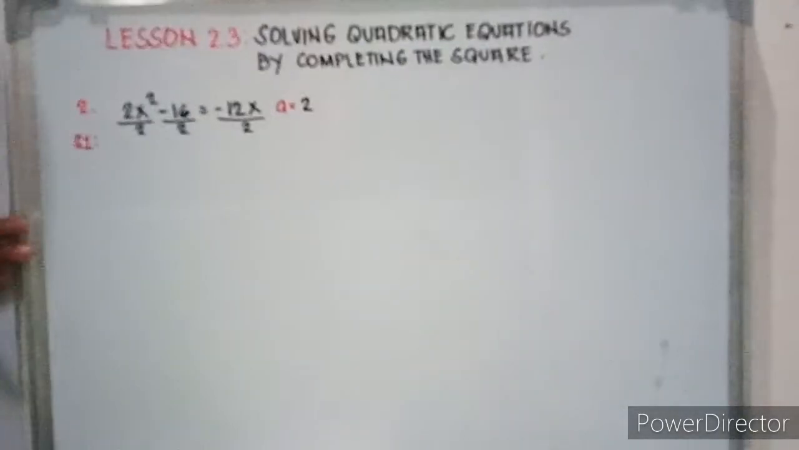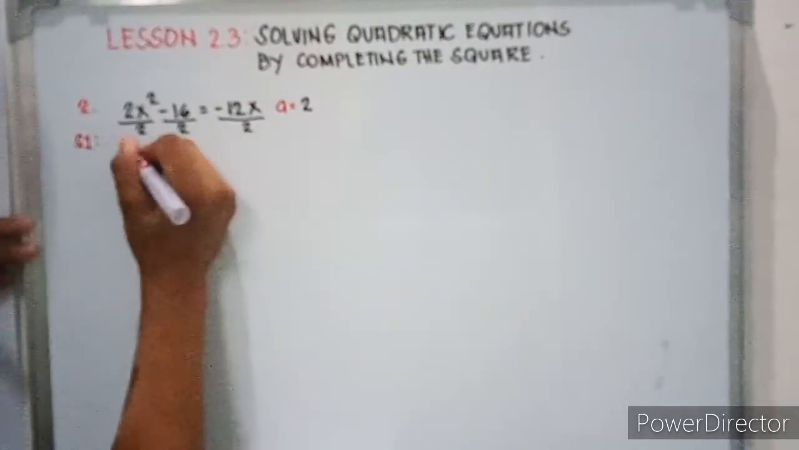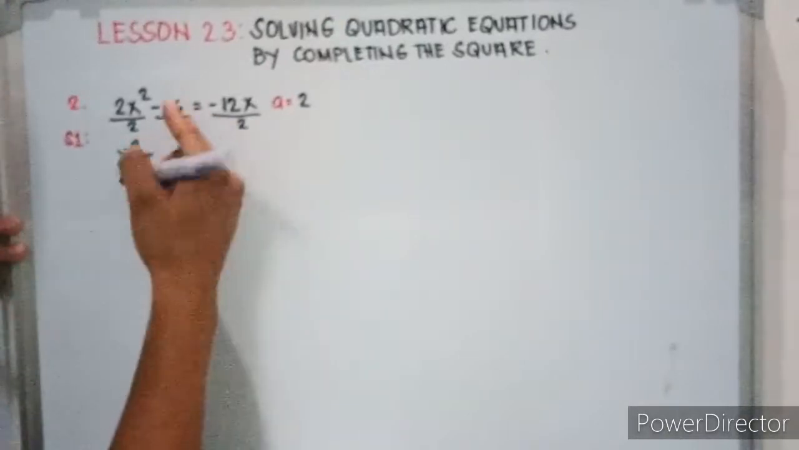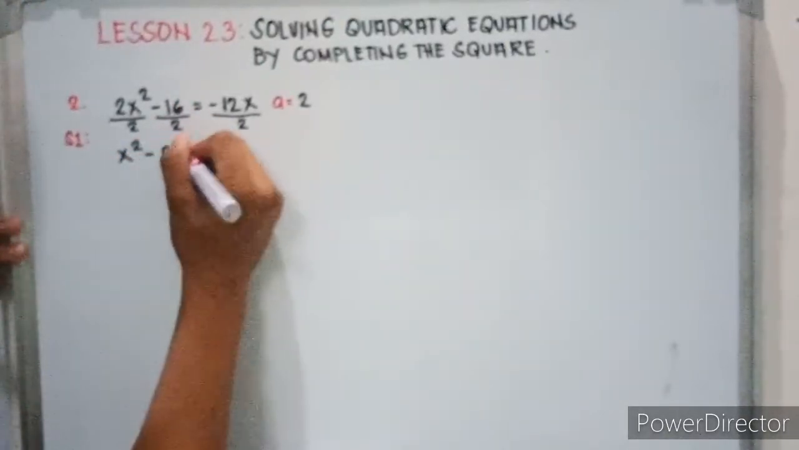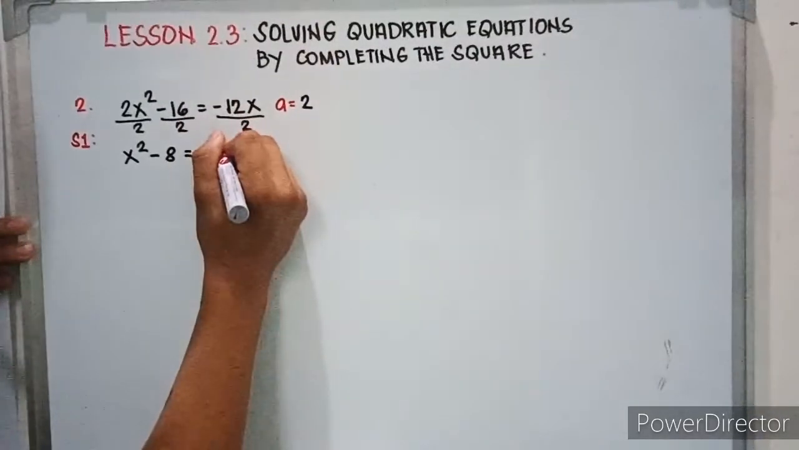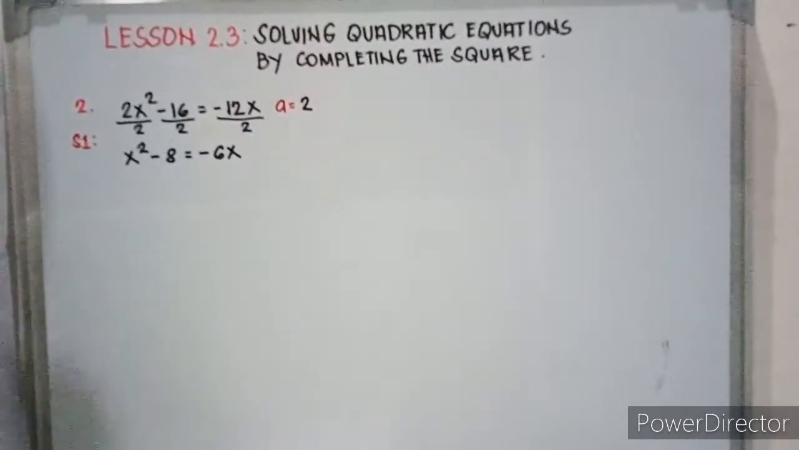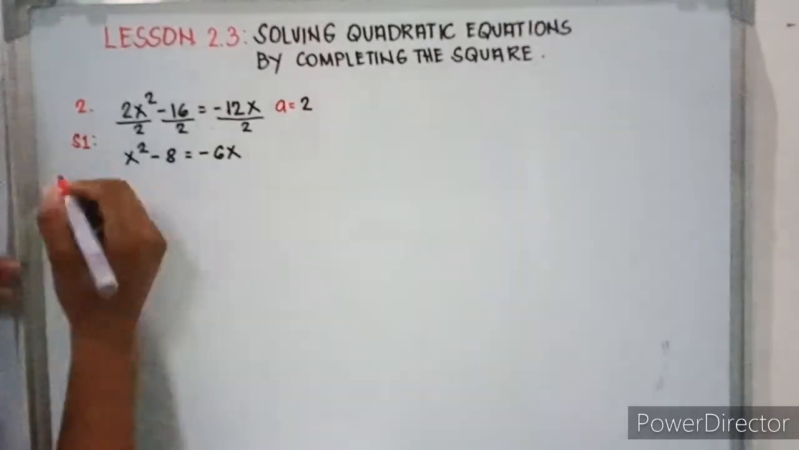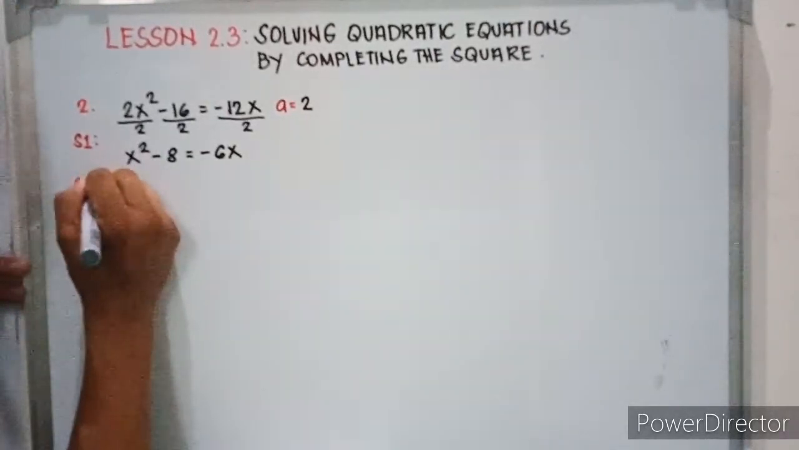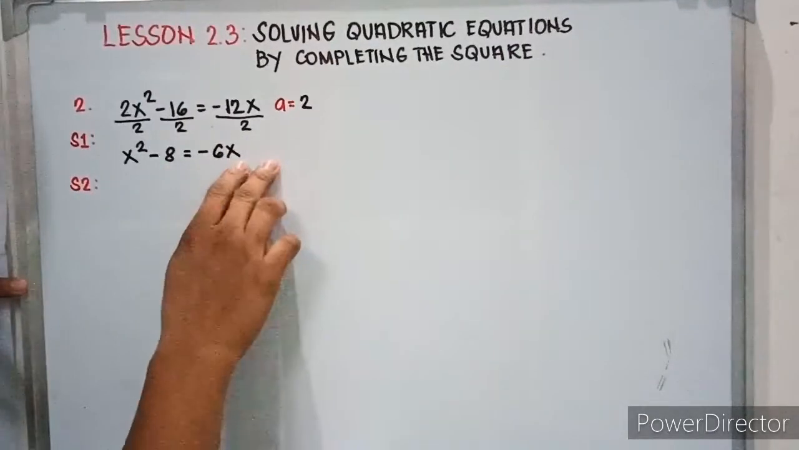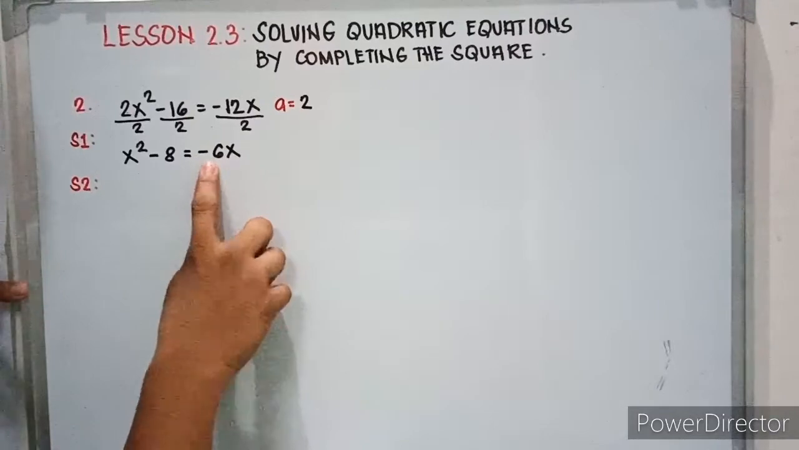Okay, then simplify. So we'll have 2x squared divided by 2 is x squared. Then minus 16 divided by 2 is positive 8 equals negative 12 divided by 2 is 6x. So negative 12x divided by 2 is 6x. Then for our step 2, dadalhin daw si constant sa right side. Pag dinala natin doon, mapapansin nyo, meron doong coefficient ng x. So, itong negative 6x, dadalhin naman natin siya sa left side.